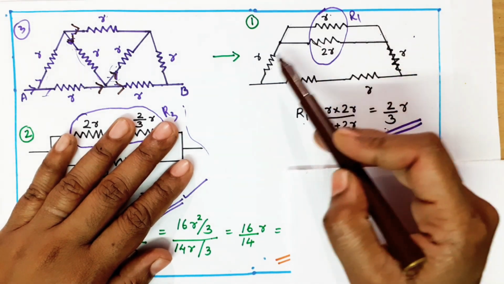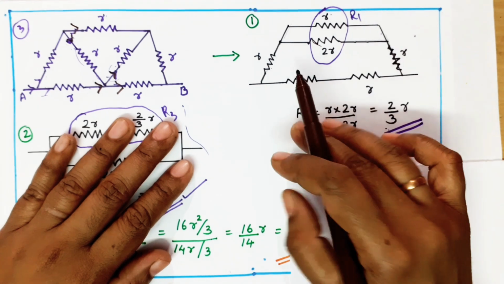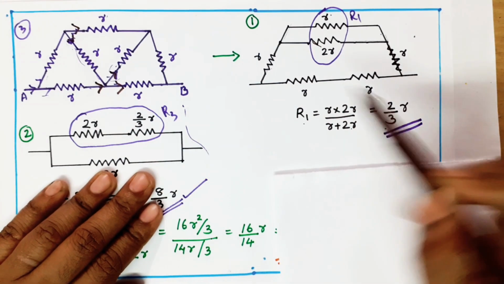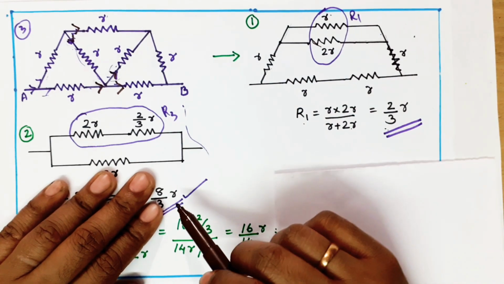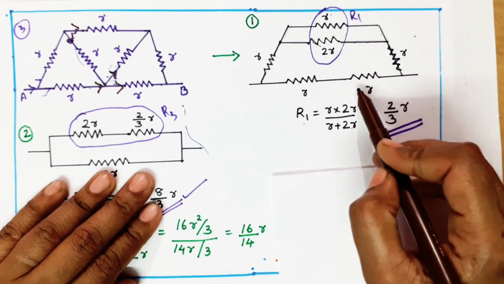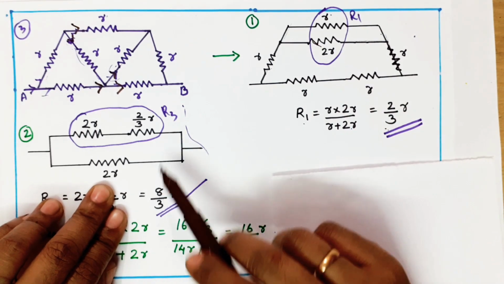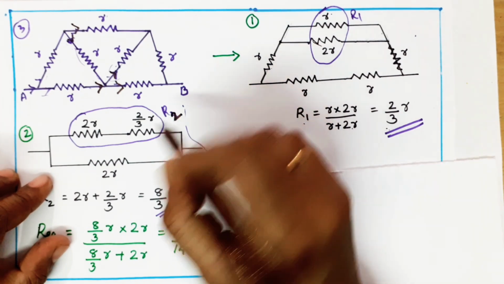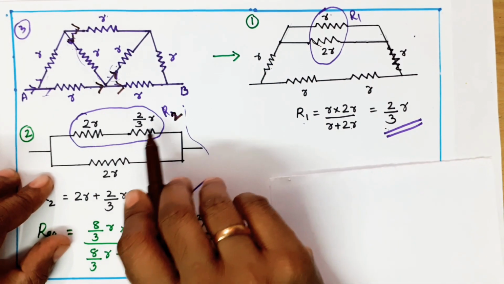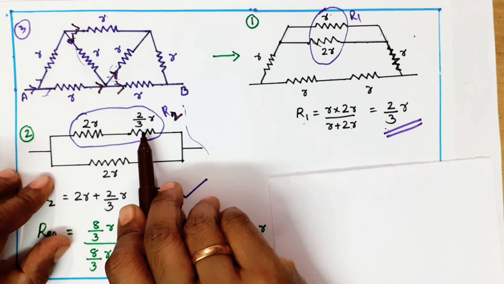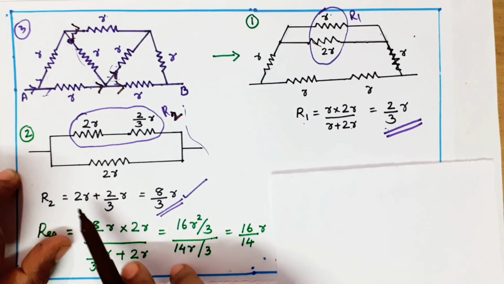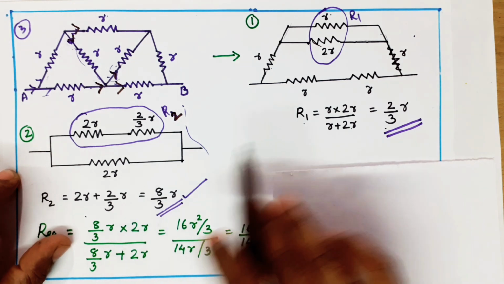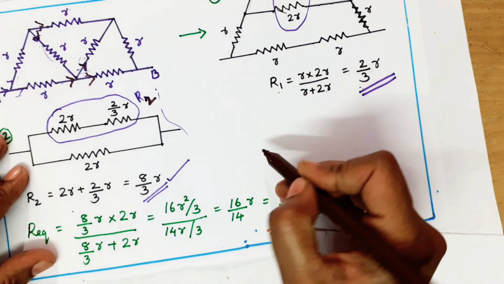Again, this R1 is in series with these two R. So what will be the total resistance? R plus R is 2R. Other than that, my 2 by 3R is also there. Then down also R and R together form your 2R. Now you find your R2. So what is your R2? Your R2 I can find. These two are connected in series. 2R and 2 by 3R connected in series means R2 is 2R plus 2 by 3R, that is 8 by 3R. Now your circuit became very simple.